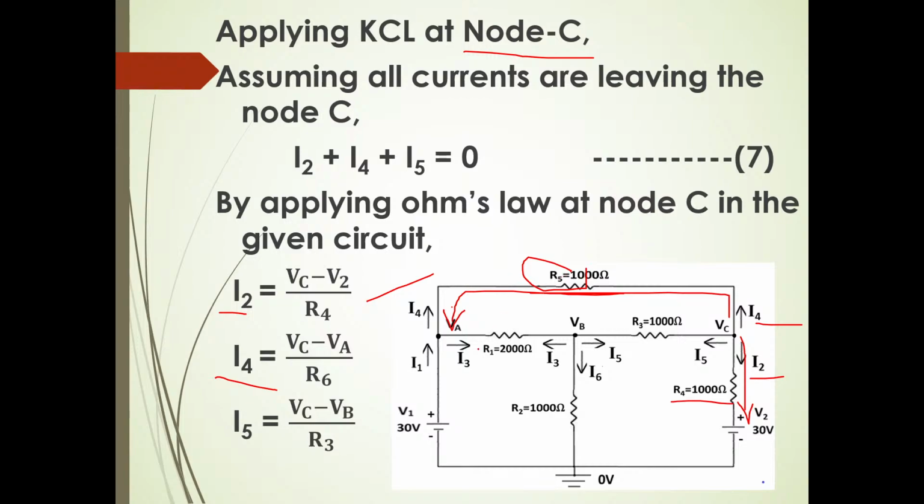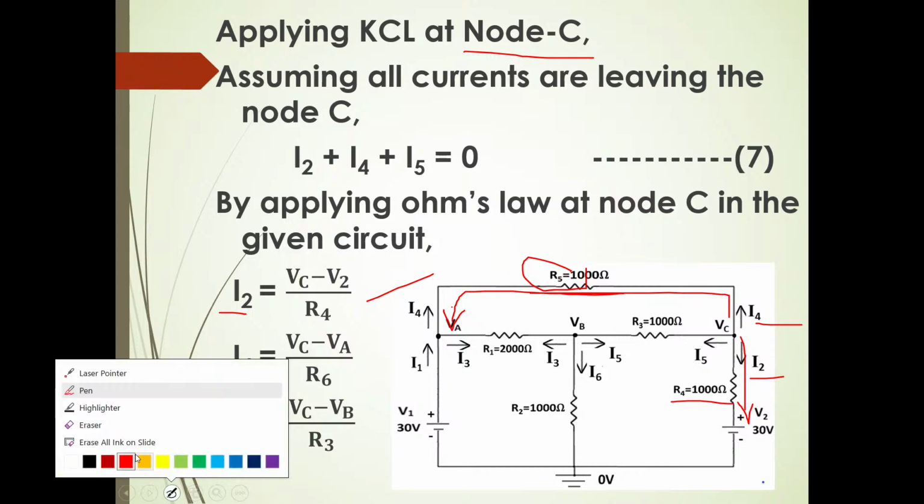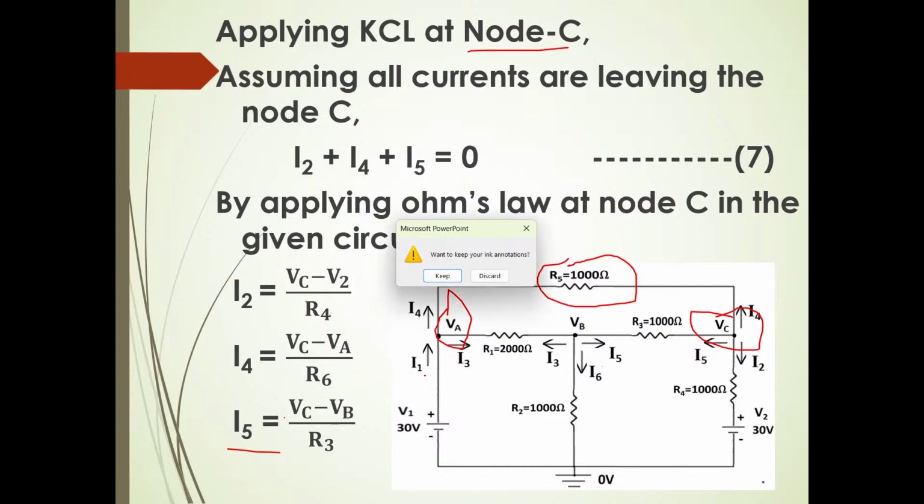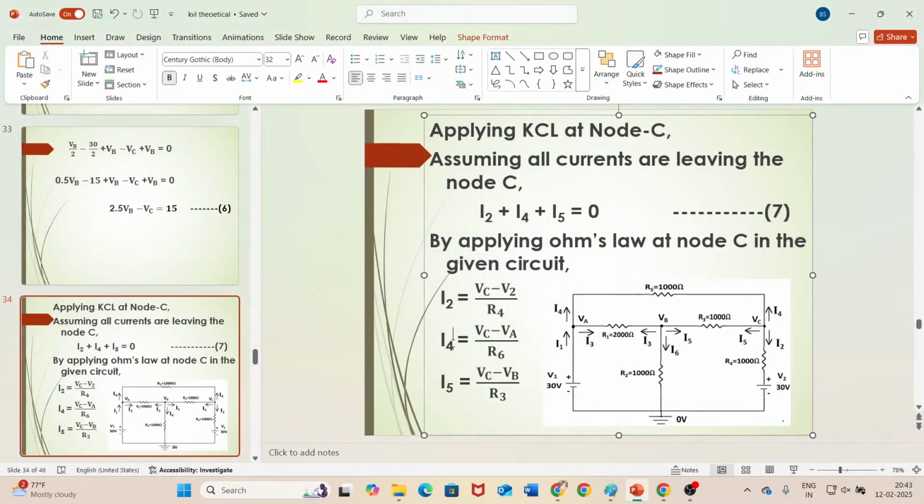Okay. So now what are the terminal voltages across resistance R5? One terminal voltage is VC, other terminal voltage is VA. But we are at which node now? Node C. Therefore, I5 is equal to what? VC minus VB. Not VB, it's VC minus VA. Sorry, I think VC minus VA by R6 I have written.